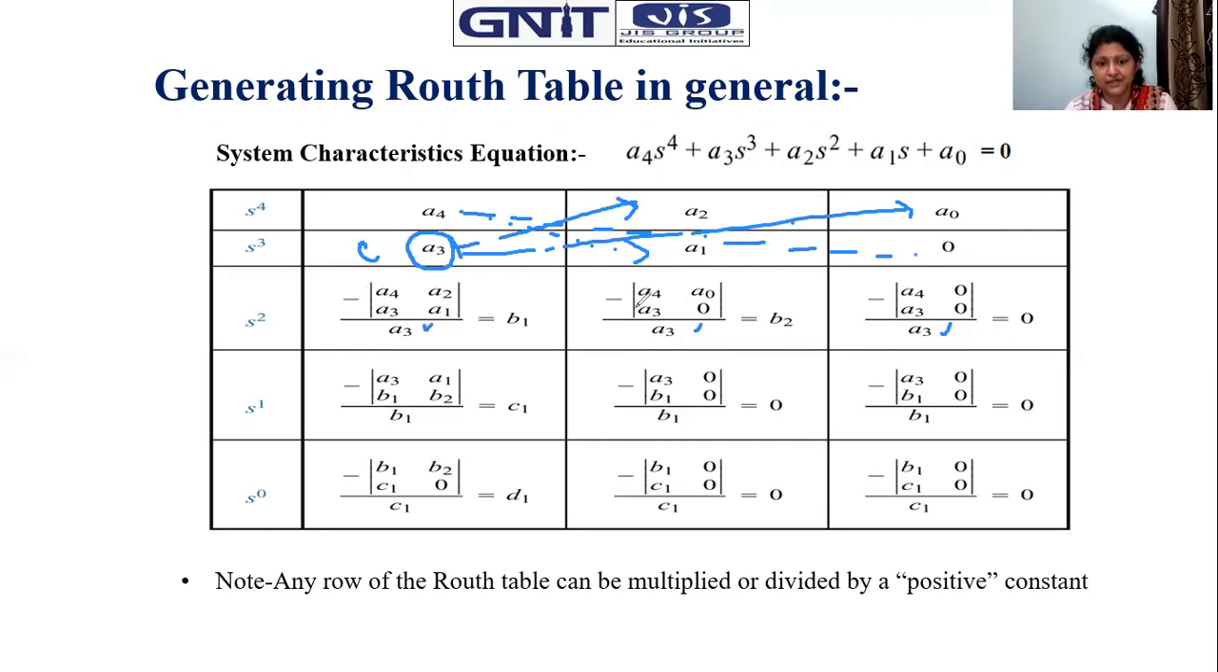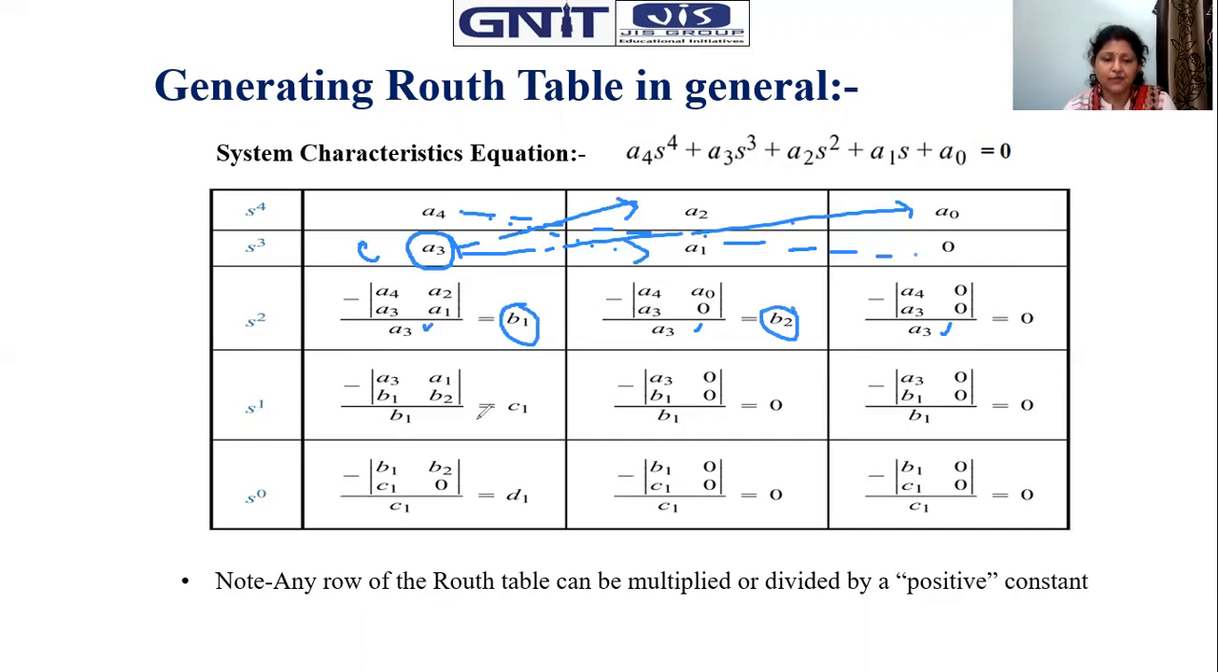Just keeping this minus sign, we need to start from the center into this A2, just diagonally, then A4 A1 divided by A3. Similarly, A3 A0 minus A4 A0 divided by A3. Similarly, for the next factor, there are no column elements present. So A3 into 0 minus A4 into 0 divided by A3. Like this way, we will continue. So we are getting here B1, B2, B3, and that is 0.